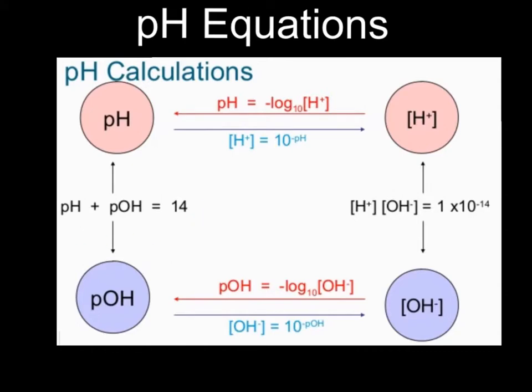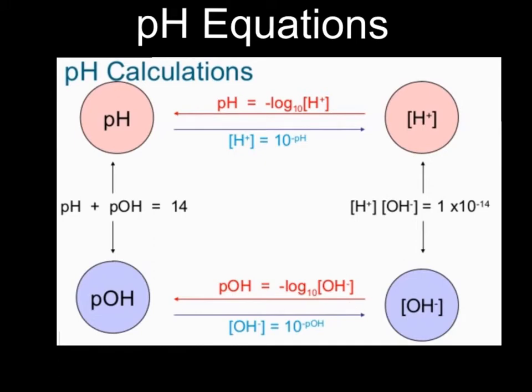We're going to use our log button on our calculators, and I'll show you on the next slide how to do that. But pH is equal to negative log of the hydronium ion concentration. The same goes for pOH. It's the negative log of the hydroxide ion concentration.